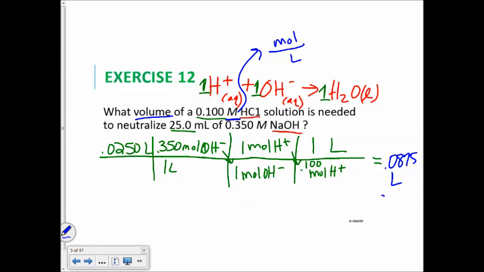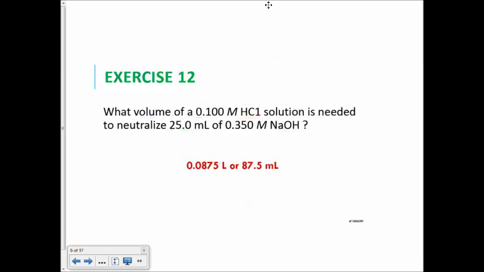0.0875 liters, or you can make that 87.5 milliliters of HCl. Either or. Since the beginning amount of the titration, and we use our burettes, are usually in milliliters, you would want to convert it back to milliliters. Because you're going to have to mentally convert it anyway to put it in the burette if you were doing a titration. So there you have it.